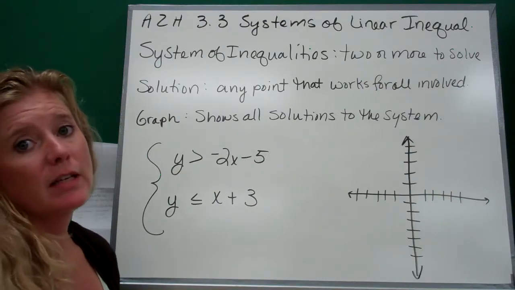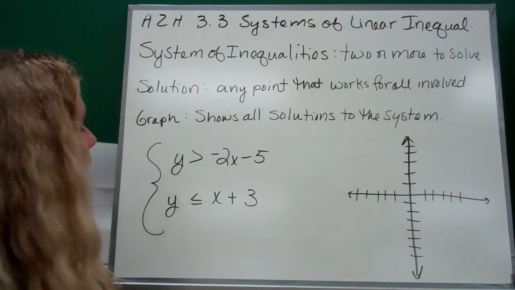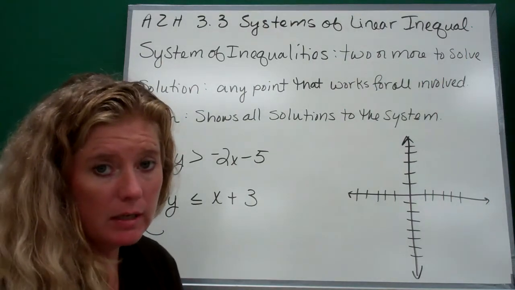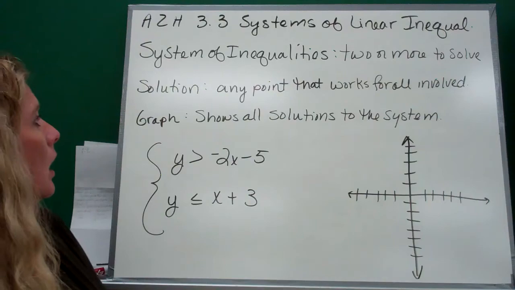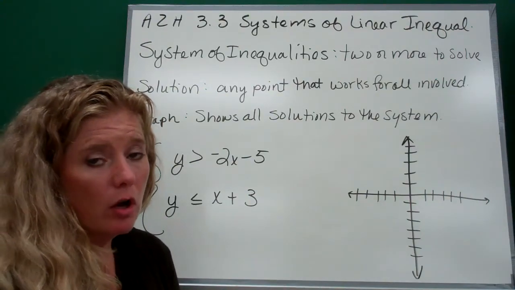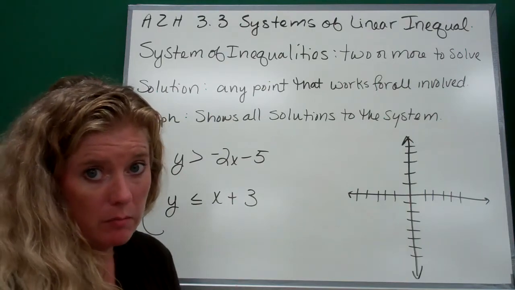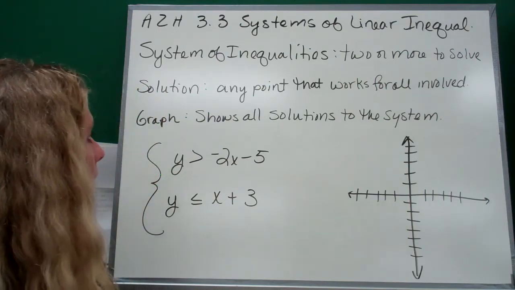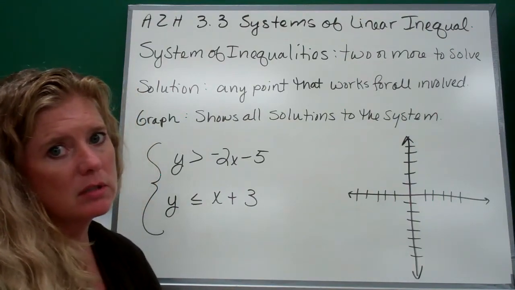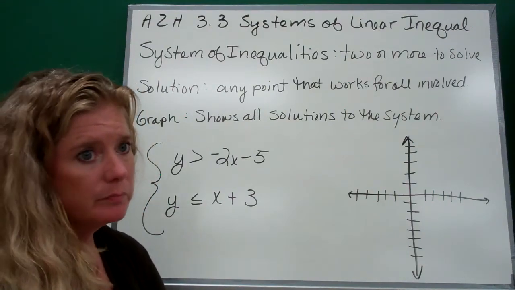Solving systems of linear inequalities. Okay, the system of linear inequalities is just two or more inequalities. The solution, of course, is any point that works for all the inequalities involved, because there can be more than two. And we graph them because that shows all of the solutions that are possible.